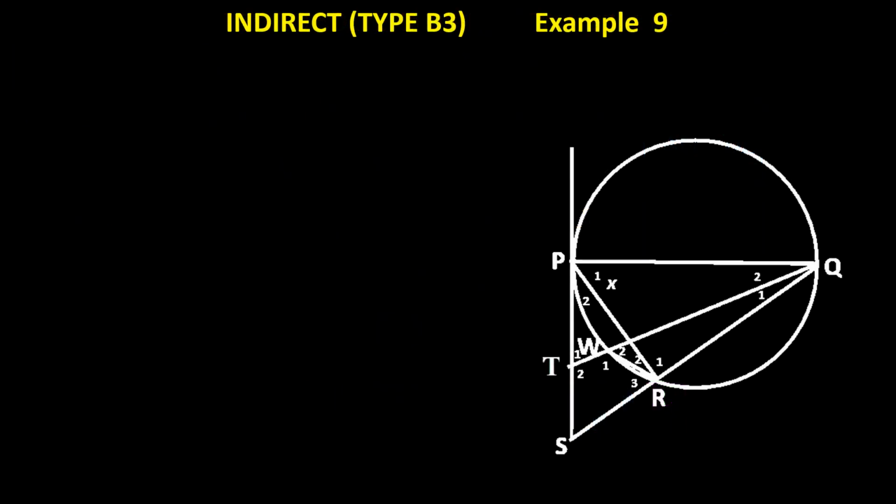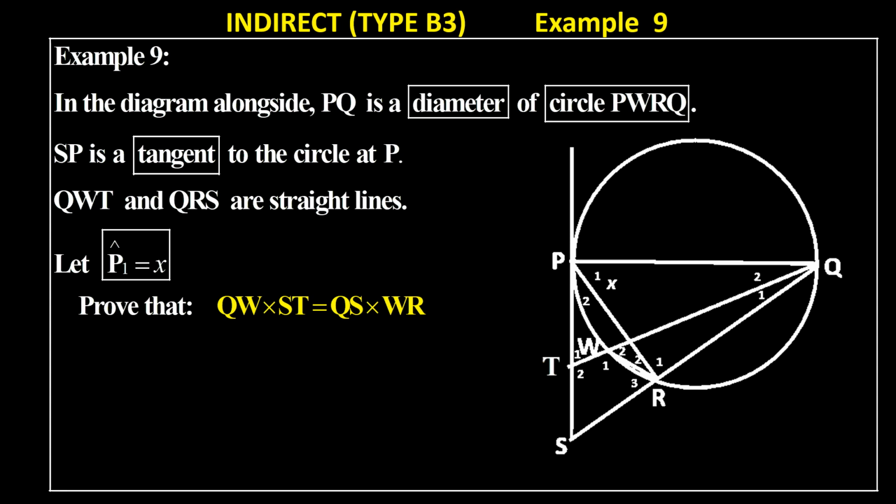Now let's consider an example where you can apply the indirect type B3 problem. There we have a diagram. PQ is the diameter of the circle. There we've got a circle PWRQ. SP is a tangent at point P. And we've got some straight lines. QWT is a straight line, and QRS is also a straight line. And we've got angle P equal to X. And we have to prove this here, right?